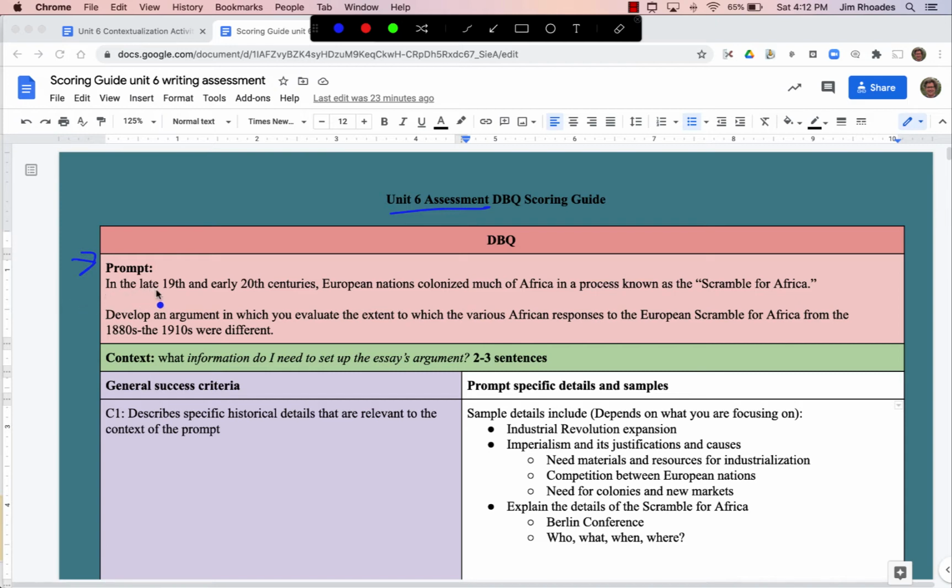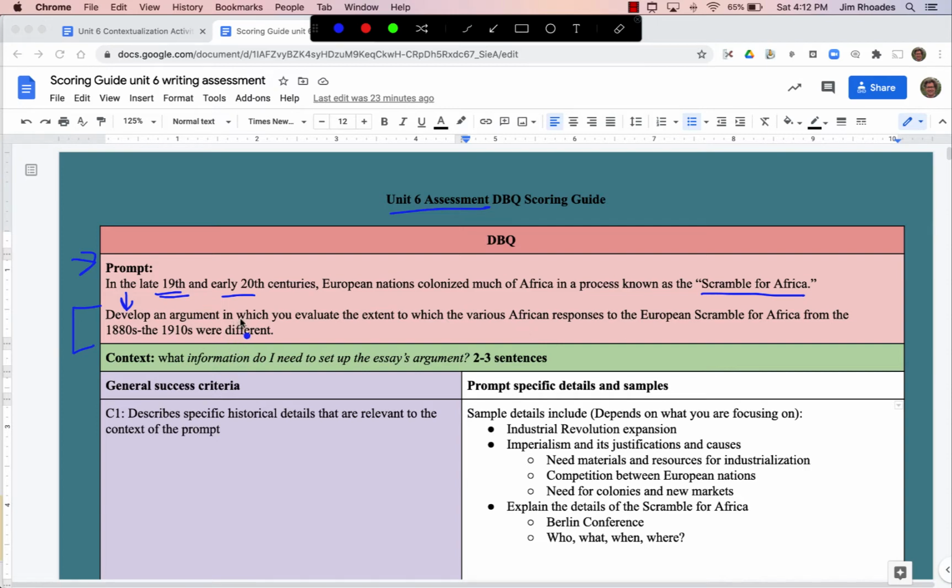The first thing we need to do, of course, is analyze the prompt. There's this background information about how in the late 19th and early 20th centuries, European nations colonized Africa in a process known as a scramble for Africa. And remember this part that says develop an argument is really where we're focusing. So it says evaluate the extent to which the various African responses to the European scramble for Africa were different.